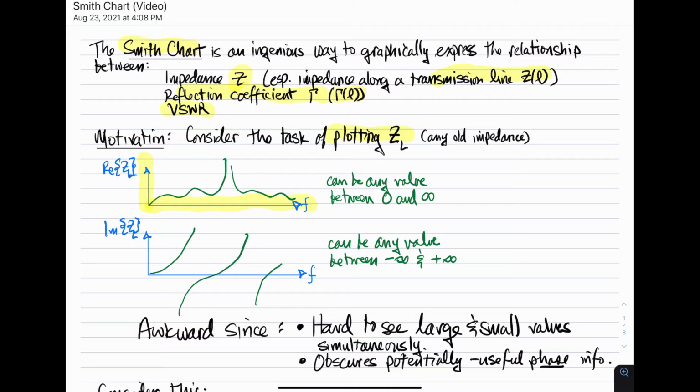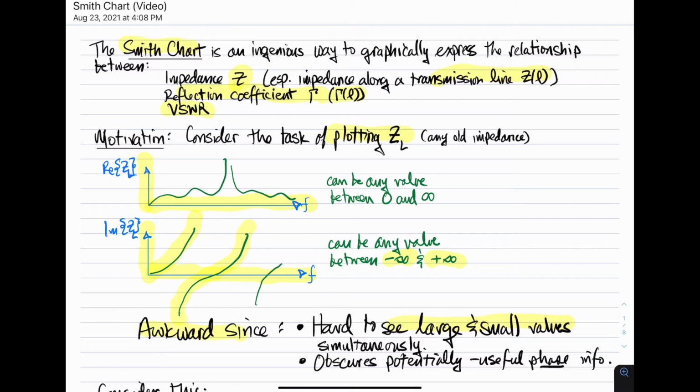The imaginary part of Z sub L, as a function of frequency, values can range anywhere from minus infinity to plus infinity. So you can end up, and we typically do end up, with plots that look like this, where the imaginary part of the impedance shoots off to infinity, reappears down here at minus infinity, takes off again to plus infinity, and so on. So these plots are sometimes used, but they're kind of awkward. And they're awkward because it's hard to see large and small values simultaneously. It makes it harder to interpret what's going on.